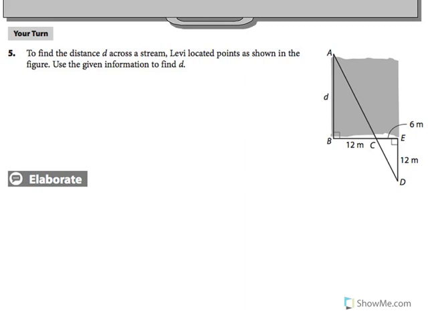Okay, so then here is another example. Find the distance d across a stream. Levi located points as shown in the figure. Use the given information to solve for d. So I'm going to have you guys work this out, and I'll give you the answer in a minute.